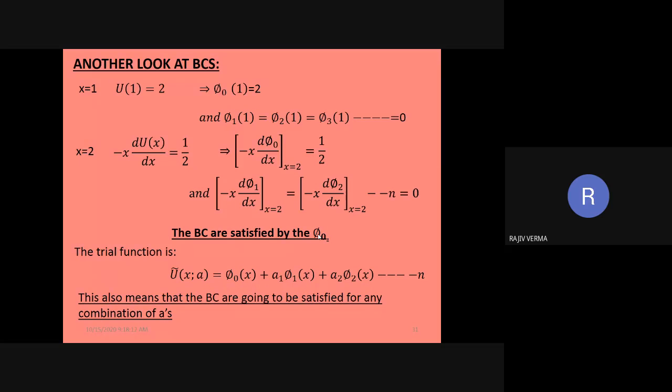Since phi 1, phi 2, phi 3, and so on are 0 at both the points where the boundary condition has been prescribed, we can conclude that A1, A2, A3 can have any numerical value and still the trial function is going to satisfy the two boundary conditions which are given. So this is a very important conclusion which we have drawn over here. Now moving on to the next slide.